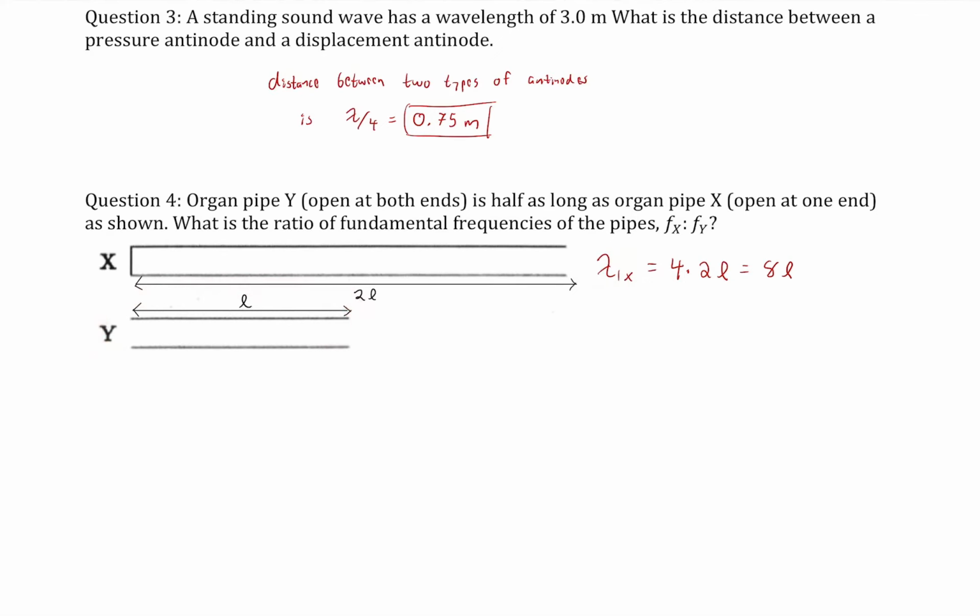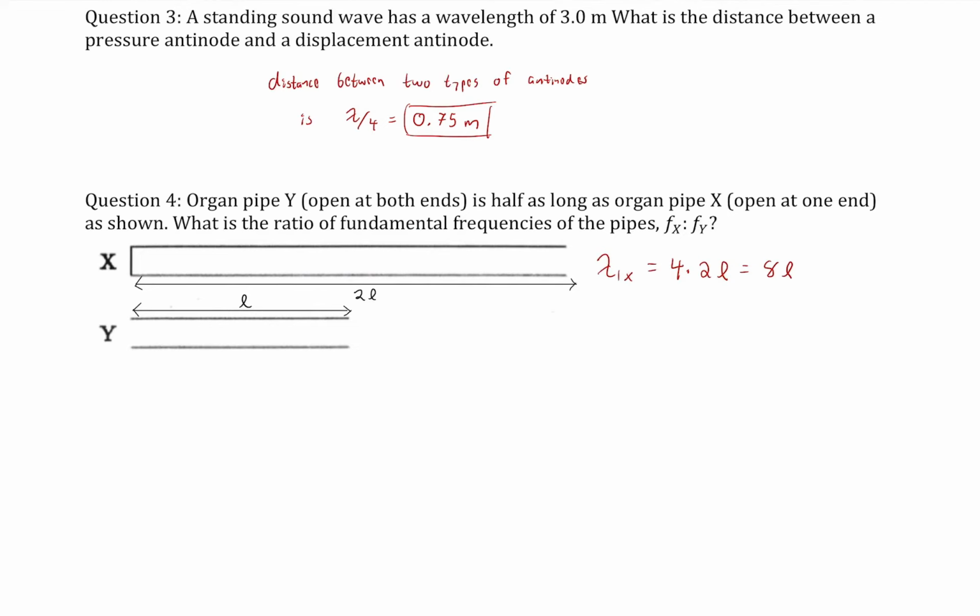So really long. And that makes sense again, remember, because the fundamental, if I'm going to draw it in terms of pressure, the fundamental would look like this, okay? And that's only a quarter of a wavelength. So that means the actual longest possible wavelength that exists in tube X is really long, right? It's longer than would even fit on the screen, okay?